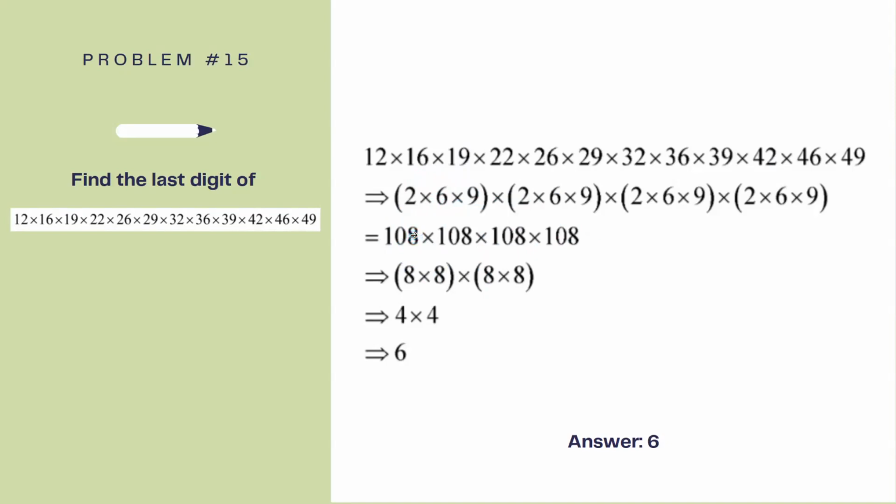If we try to consider only the last digit, we have 2 times 6 times 9. So we have the same last digit. If we try to simplify that one, the last digit again is 8, 8, 8, 8, right? Then if we have 8 and 8, the last digit for that one is 4. So meaning 4 and 4, the last digit for that one is 6. So the answer is 6.